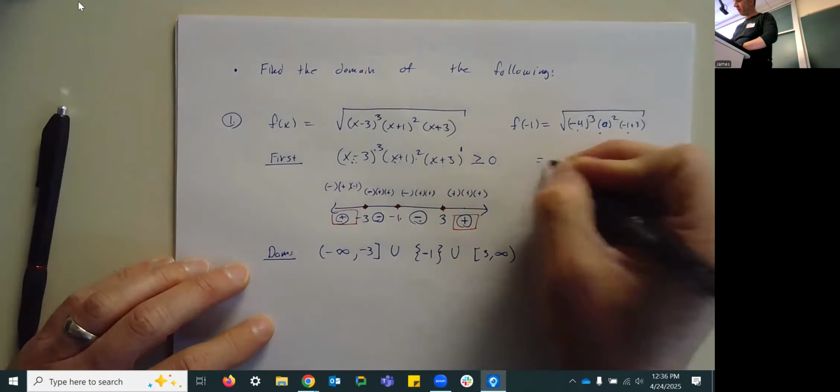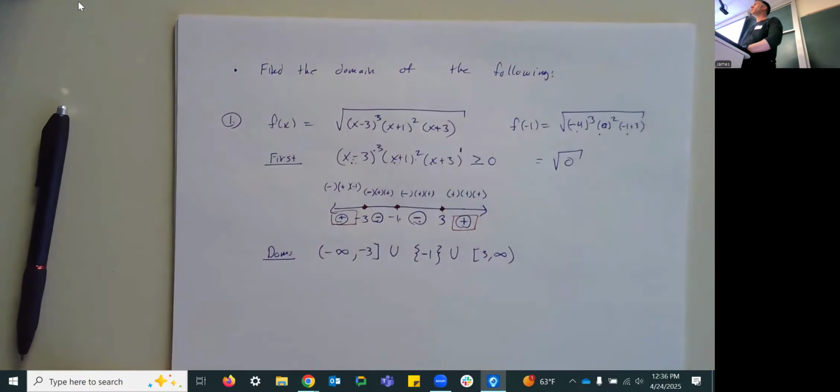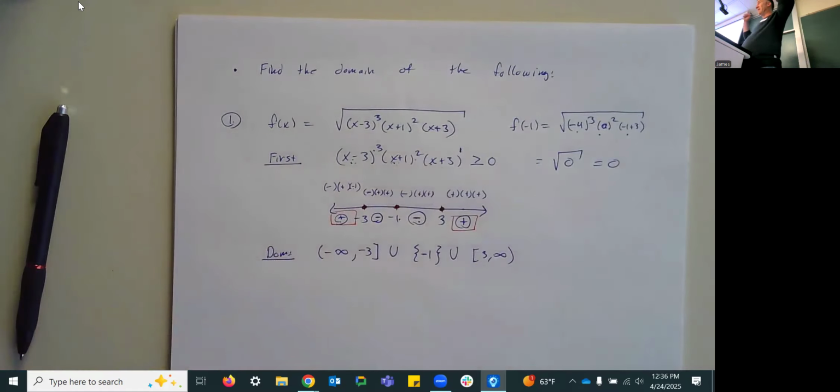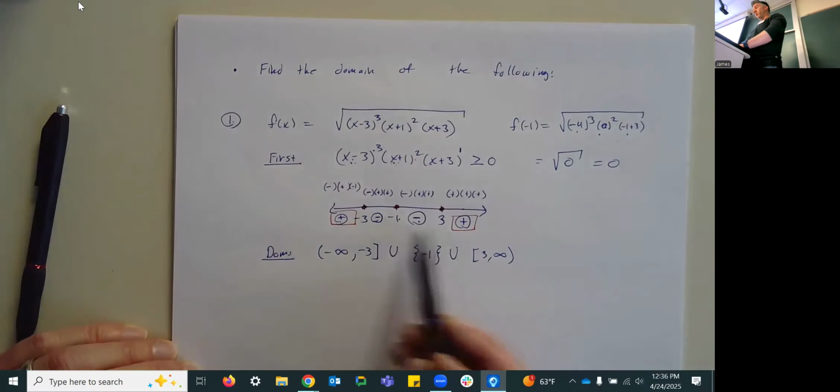So we have the square root of 0. What's the square root of 0? 0. 0 is a valid input. I should say, I apologize. -1 is a valid input because it makes the whole inside equal to 0, and we are allowed to take the square root of 0. It's equal to 0. So -1 is good, but anything next to -1 is not.